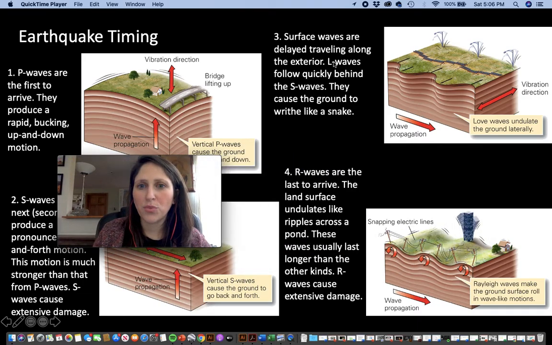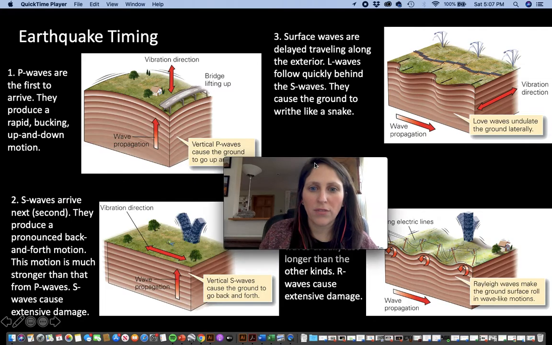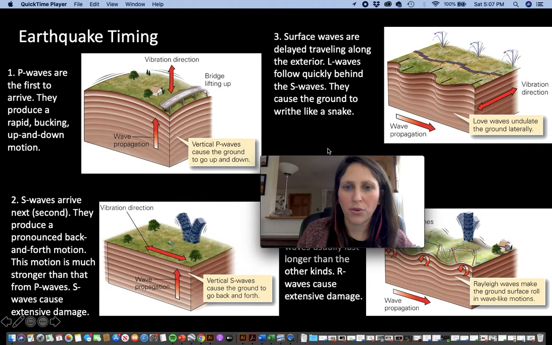Then we have surface waves with our L and our R waves, and you can see the different types of motion that these produce in the earthquake, right? So we have different types of ground shaking, which are because there are different types of seismic waves being produced by our earthquakes.